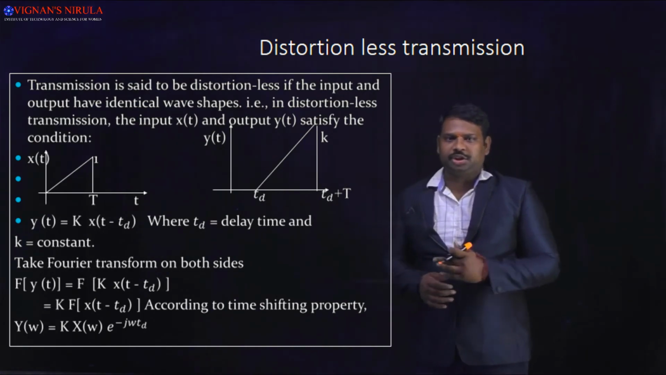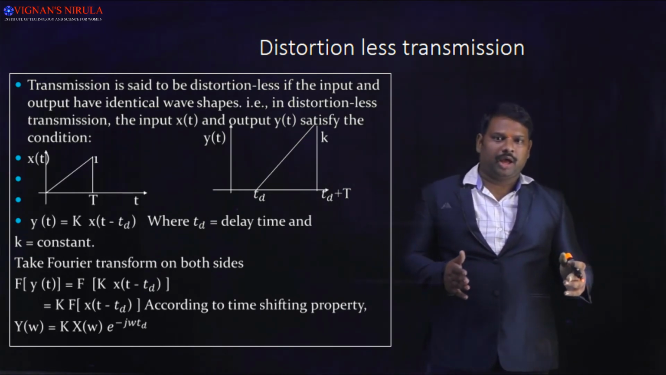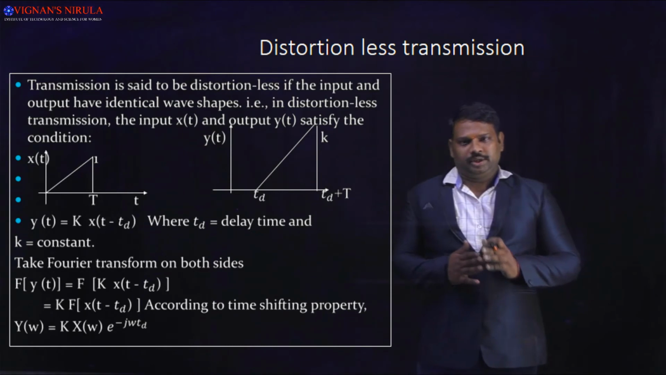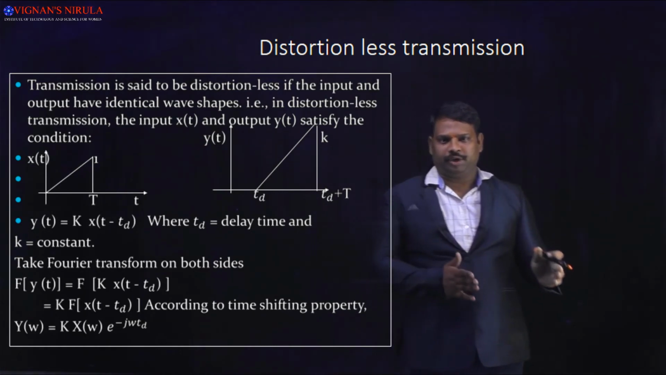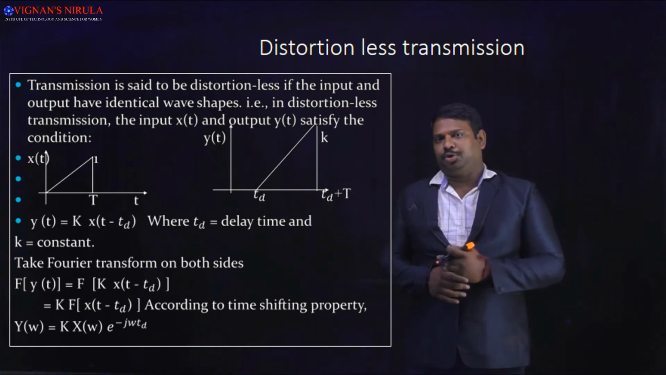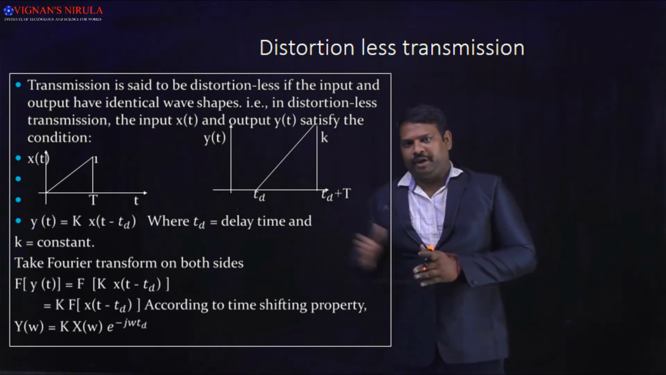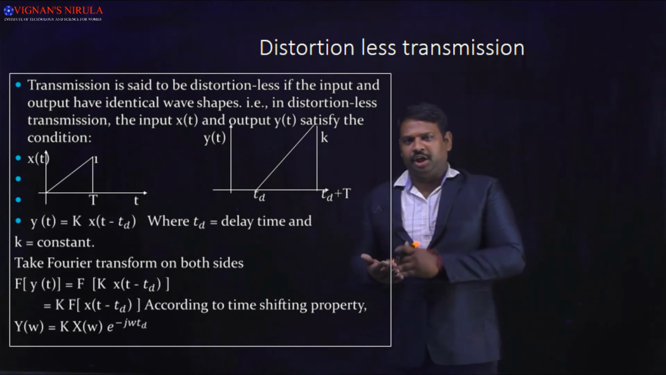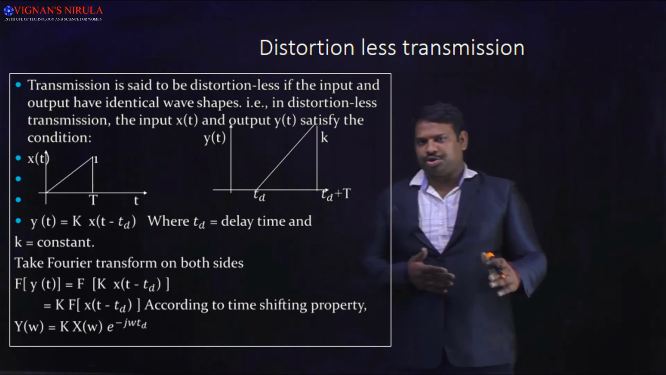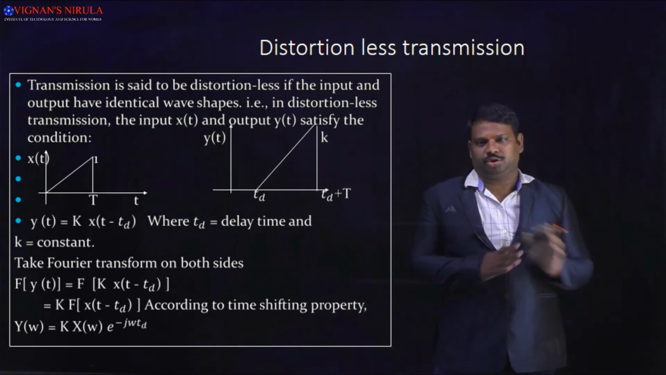That is why the transmission is said to be distortionless if the input and output have identical wave shapes. Let the input be x of t and the output be y of t. We observe that the output's amplitude is increased from 1 to k, and the output is also shifted by t naught units compared with the input. This shifting and amplitude increase is not considered distortion. Only if the shape of the output is changed is it called distortion.